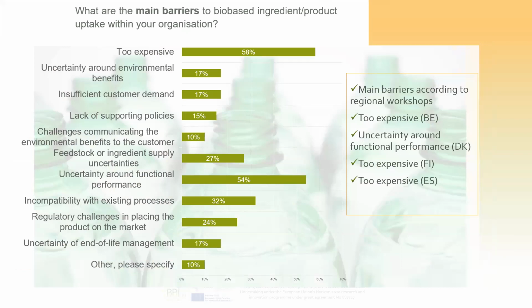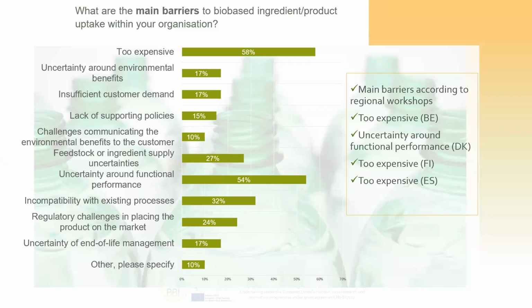Okay, so getting on to the main focus of our survey and interviews to try and understand the main barriers that brands face in switching to bio-based products. We found from our European survey that overall the cost of bio-based products was the biggest barrier that brands faced. 58% of brands indicated this to be the case. So bio-based products being seen as being more expensive than fossil-based incumbent products. We also found that uncertainty around functional performance was one of the standout barriers for brands as well, with 54% indicating this to be the case.